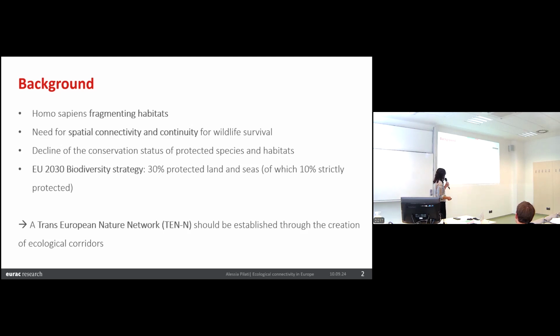And what is the current situation at European level? There is a decline of the conservation status of protected species and habitats. And for these reasons, we also mentioned all of the strategies that were promoted and proposed earlier. And the EU also proposed the biodiversity strategy for 2030, which aims at protecting at least 30% of land and seas, of which 10% should be strictly protected.